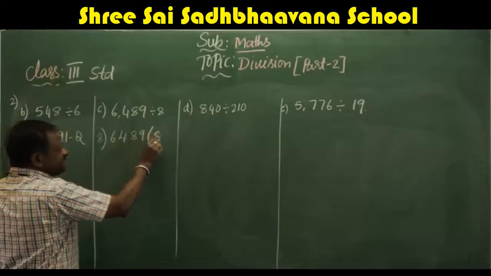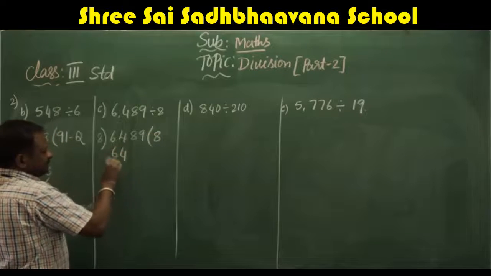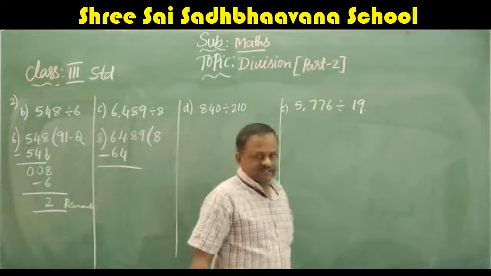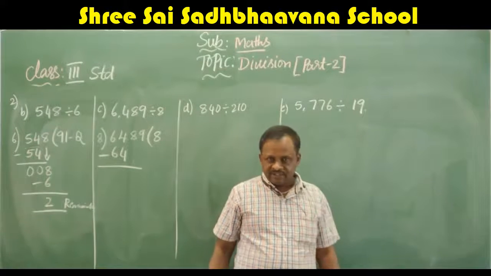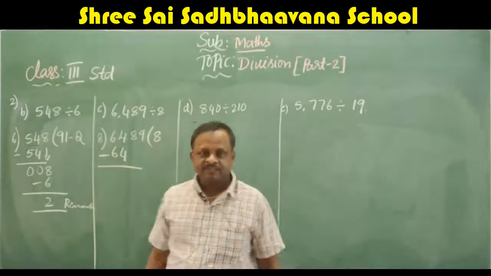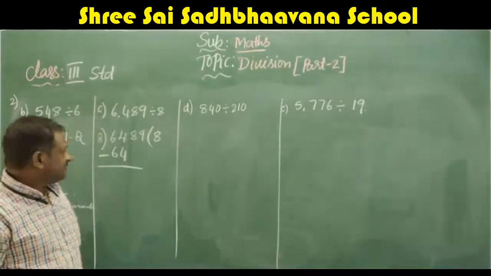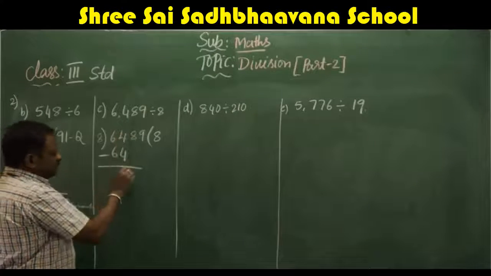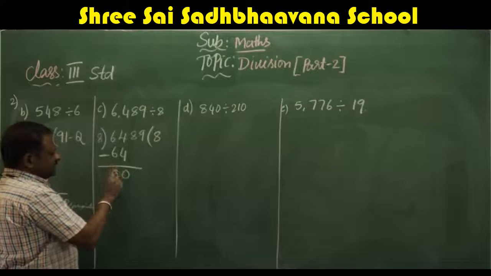So 8 8s are 64. 8 1s are 8, 8 2s are 16, 8 3s are 24, 8 4s are 32, 8 5s are 40, 8 6s are 48, 8 7s are 56, 8 8s are 64. So 64, 4 minus 4, 0, 6 minus 6, 0.